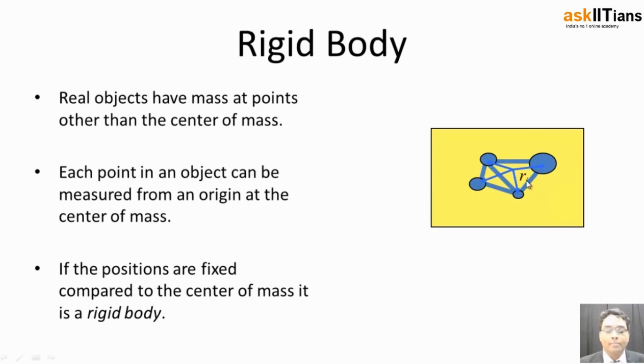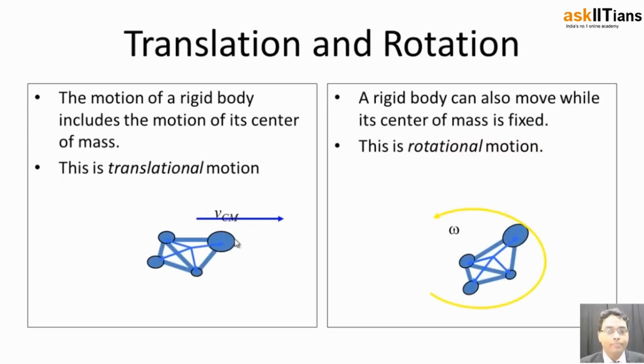So Ri represents the position vector of any mass with respect to the center of mass, provided you have kept the center of mass at the origin. Further, if all these positions are fixed with respect to the center of mass, we will say that it is a rigid body, right? Now, when it is a rigid body, we can go further and try to understand what kind of motions a rigid body can actually undergo.